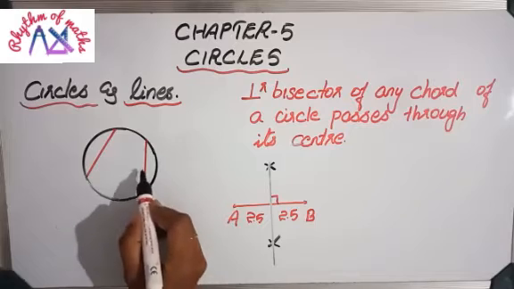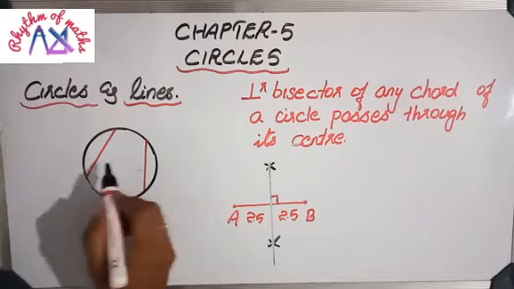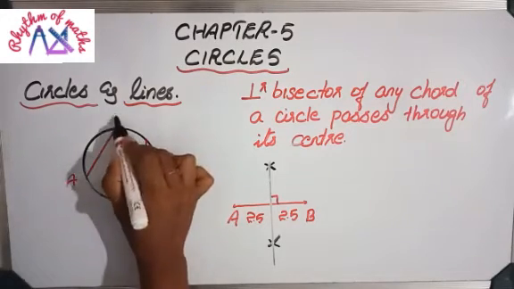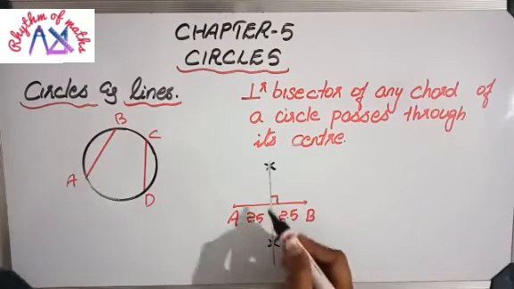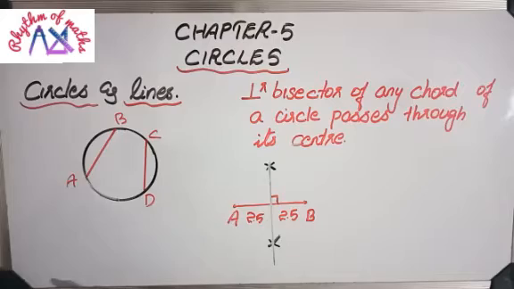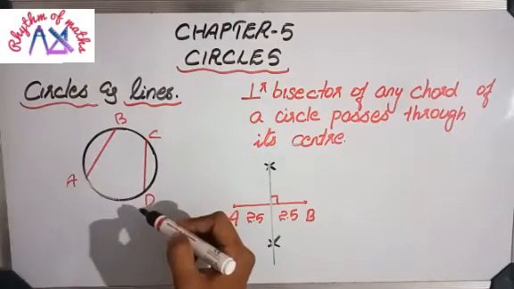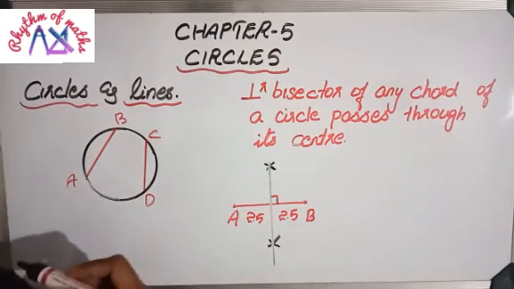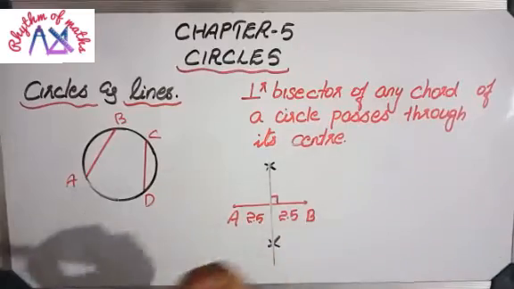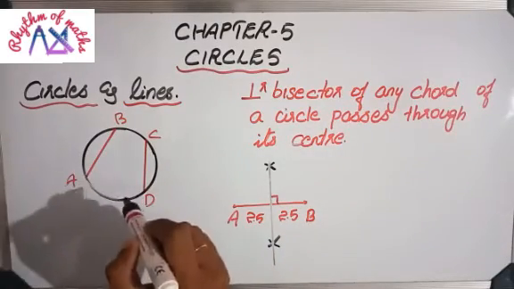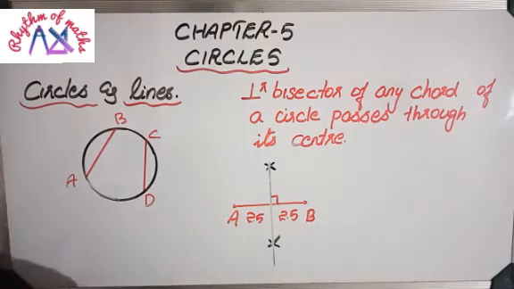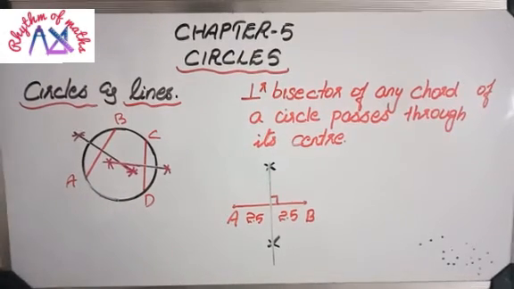Now by drawing the perpendicular bisector of these two chords, AB is the first chord, CD is the second chord. Like this you can draw the perpendicular bisector of AB and CD. Those two perpendicular bisectors will pass through where? Its center. Where those perpendicular bisectors meet, that point will be the center point.